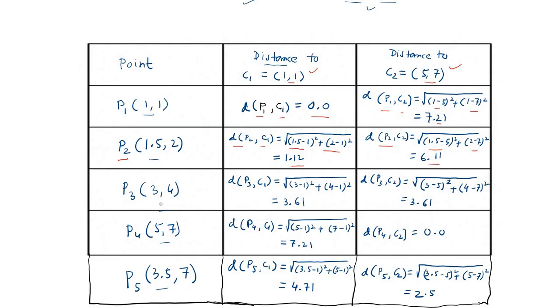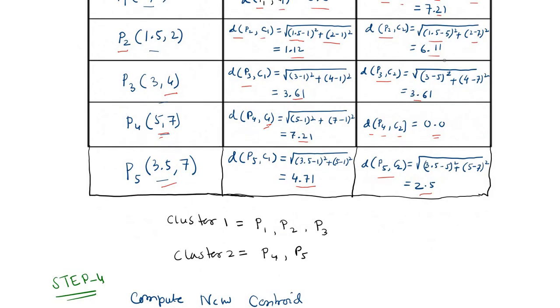For P3, we compute the distance from centroid 1, and it comes to 3.61. Similarly, P3 and C2 is also 3.61. For P4 to centroid C1 it is 7.21, and the distance between P4 and C2 is 0. For P5, the Euclidean distance to C1 comes to 4.71, and P5 to C2 is 2.5.